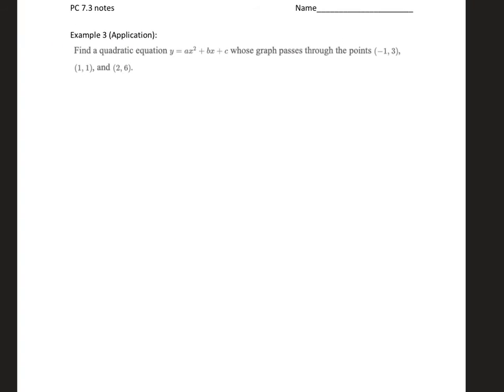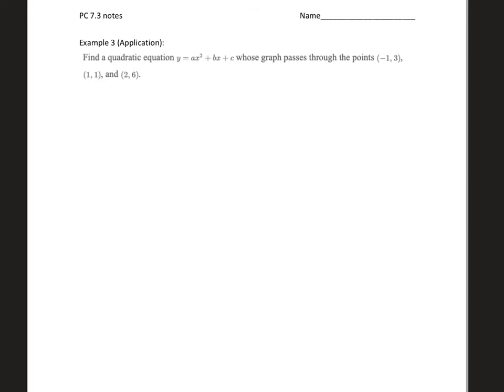One last problem. This is kind of an application. This time we're given 3 points. We want to find the quadratic equation whose graph passes through those points. We need 3 points, because if I just had 2 points, let's say I had these 2, then I could draw a lot of different quadratics.